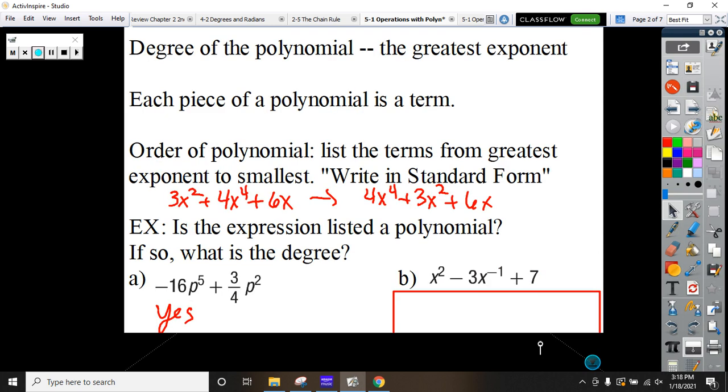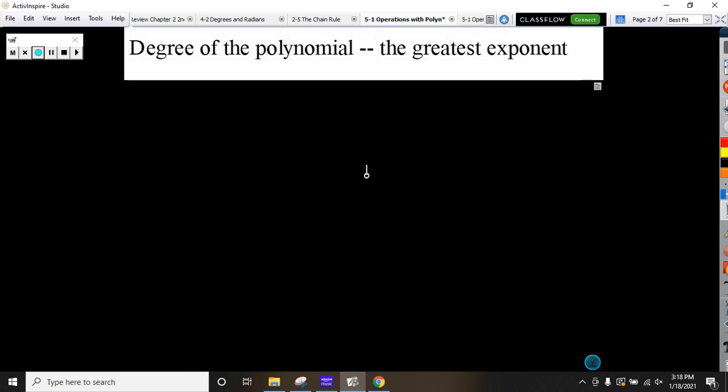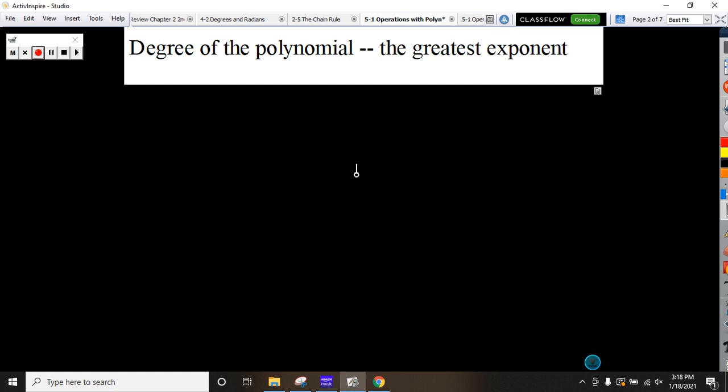So let's go on to a couple more vocab things. The big thing that we focus on eventually, and we'll do a little bit here, like I said, after I get through some of the vocab, we're going to focus mostly on operations, is something called the degree of the polynomial.